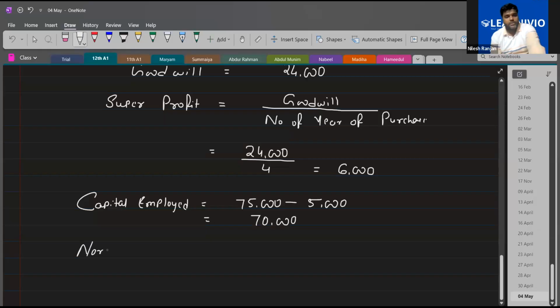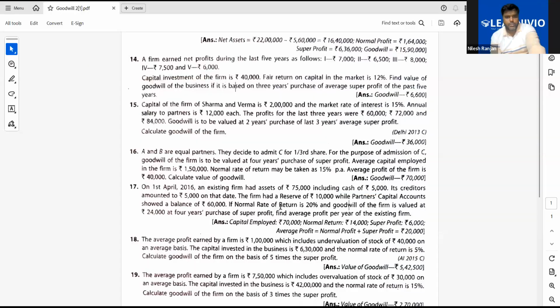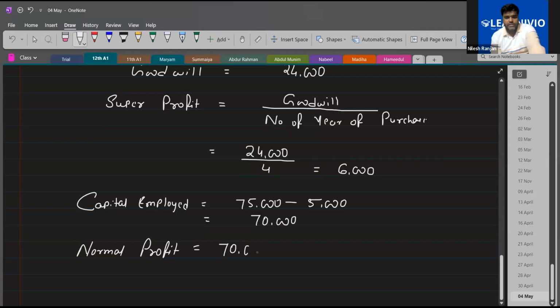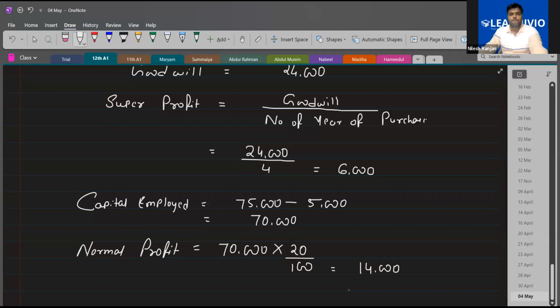Now, normal rate of return is given. It is 20%. So 70,000 into 20%, it will be 14,000. Okay.